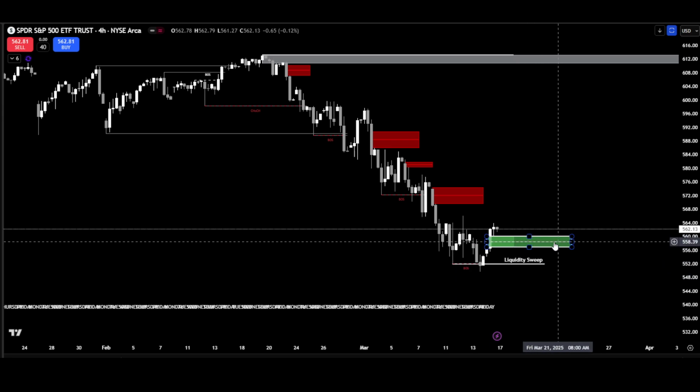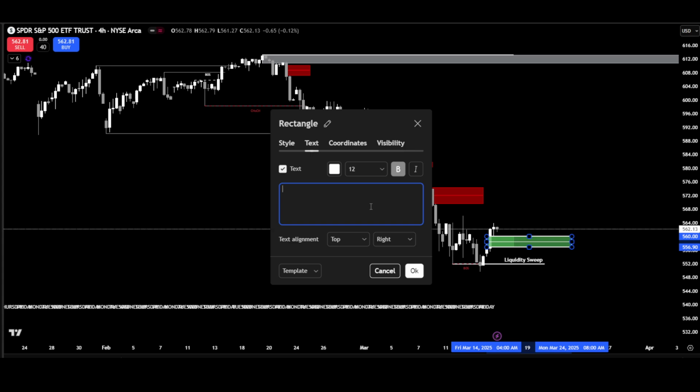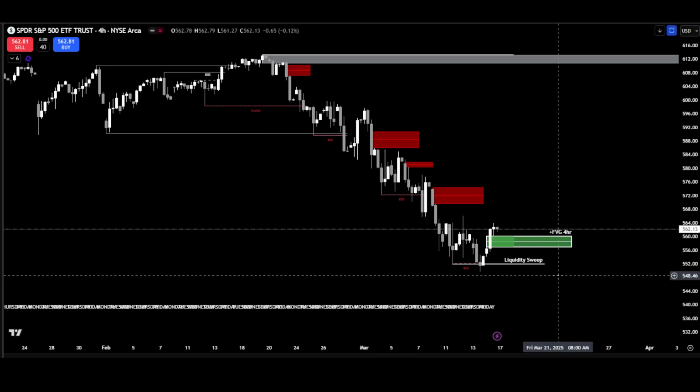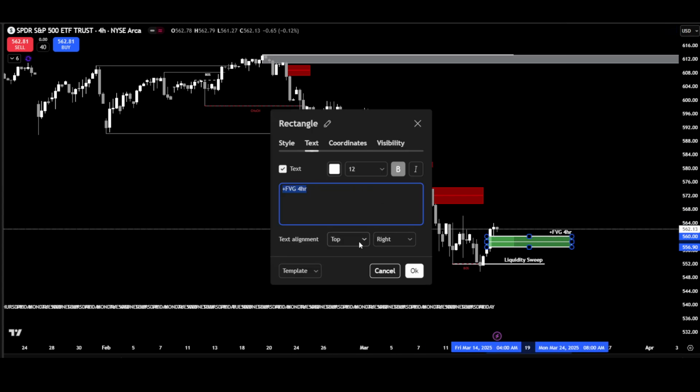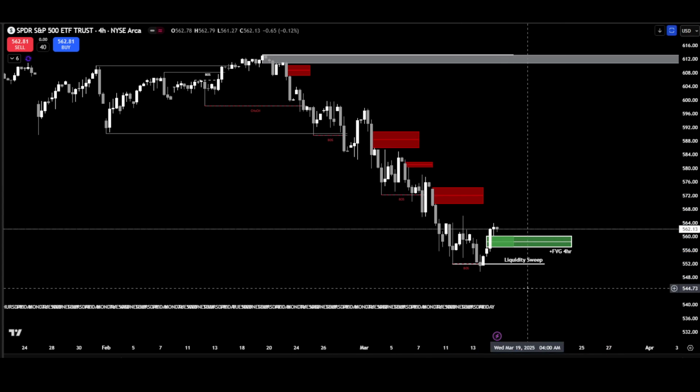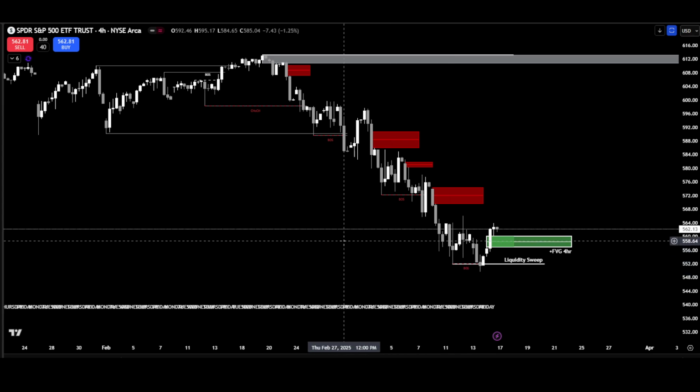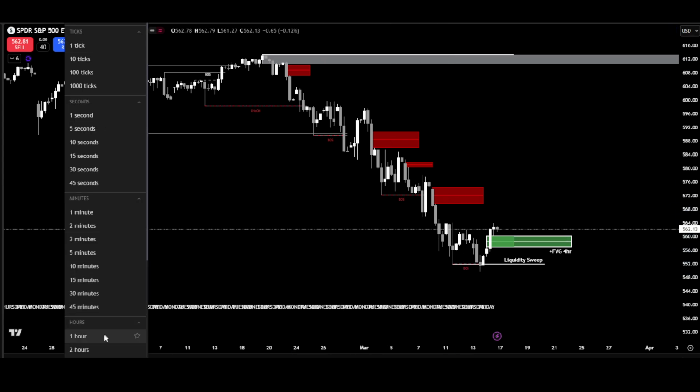4-hour time frame, we got the fair value gap, so I'm going to label that, right? Plus fair value gap, 4-hour. Put that down. You can adjust these to your liking. I'm going to put it down underneath on that one. And then we'll drop into the 1-hour time frame.